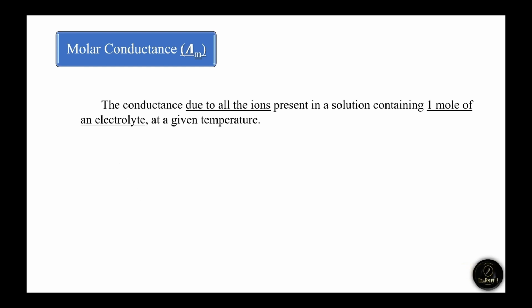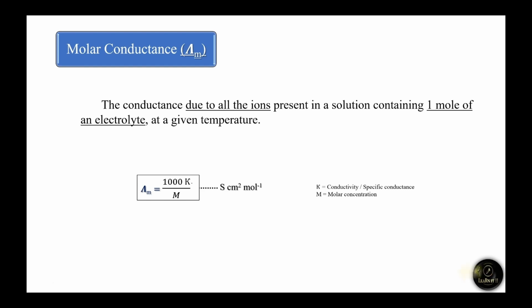Molar conductance can be given by the formula 1000 kappa by M. It is not K, it is kappa, which means specific conductance. M means the molarity, the number of moles of solute or electrolyte per liter. The unit of molar conductance is Siemens centimeter square per mole.